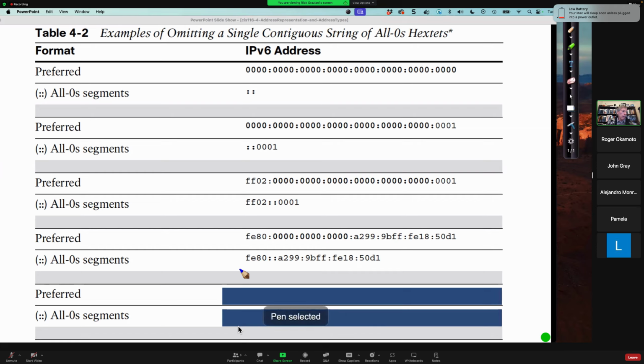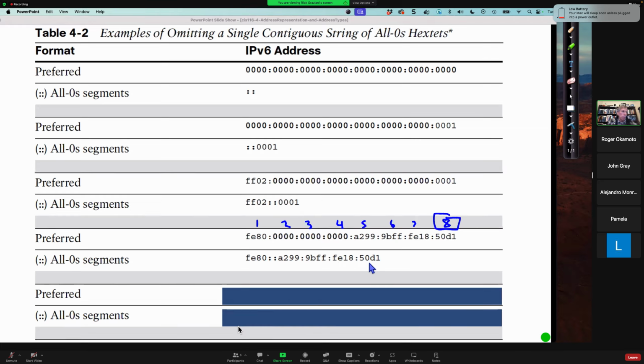So when you see something like this, what got removed? You've got to remember, how many hextets are there? 1, 2, 3, 4, 5, 6, 7, 8. There's always 8 hextets. So just look at what you've got. Either count from the beginning or count from the end.